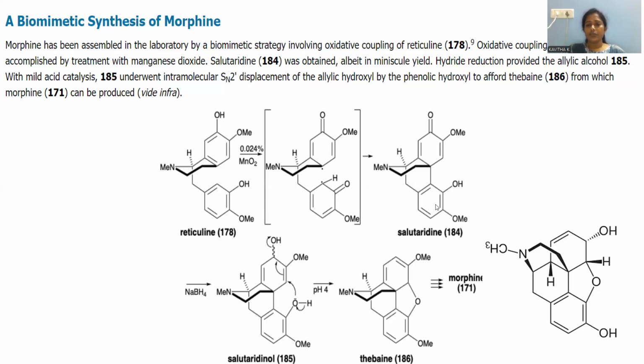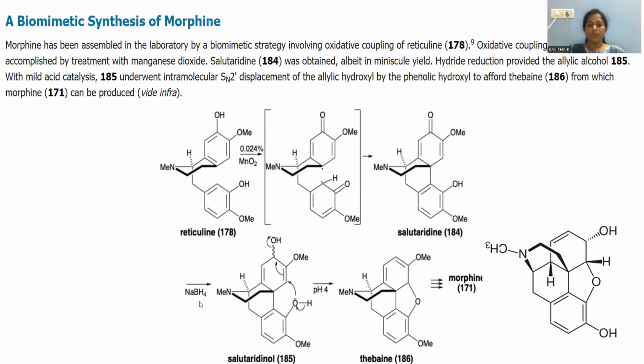The ketone immediately gets transformed into the enolic form in order to get higher stability. Obviously, the aromatic ring is restored with higher stability. That's the reason why the ketonic form is immediately transformed into the enolic one. If any molecule is very difficult to isolate, that is indicated in a square bracket, so that the ketonic compound will be transformed into the enolic one. This is the way we will get salutaridine. Salutaridine will be obtained over there. After getting this, in the next step we are going to treat with sodium borohydride.